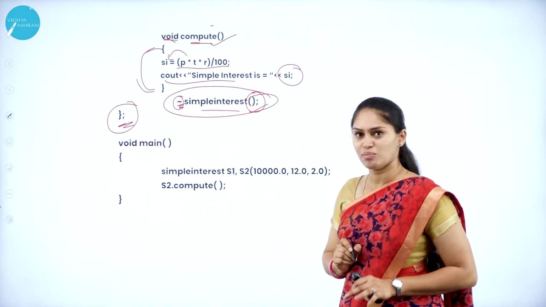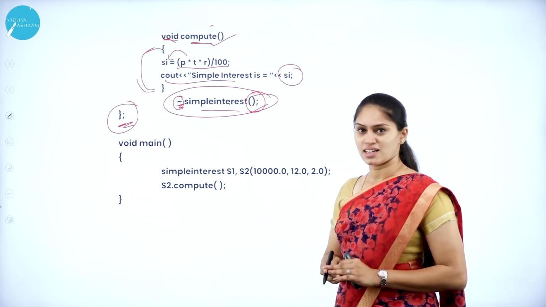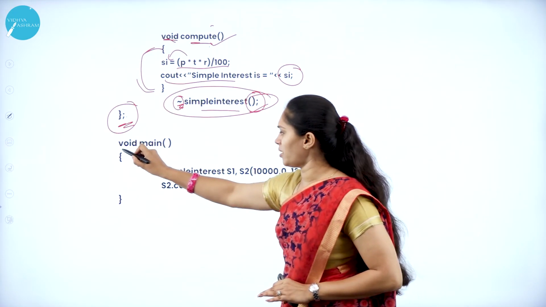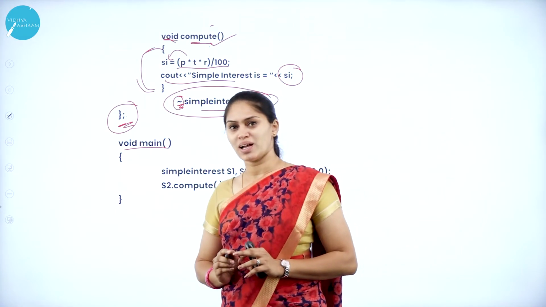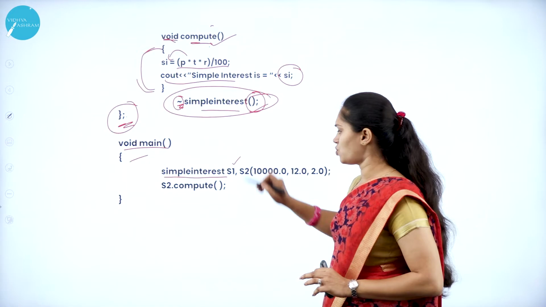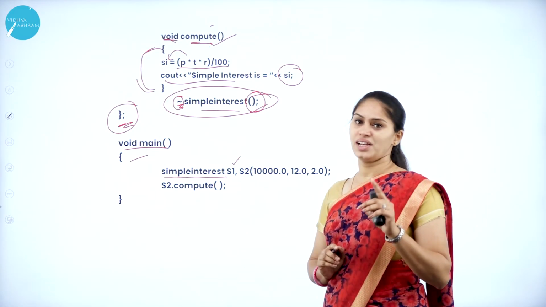It must be preceded by the tilde symbol so that I can call that as a destructor. So here I am going to end the scope of the class. Then the main function I have is where the actual execution of a program gets started. Then SimpleInterest S1. What I am doing? I am creating one object for a class called SimpleInterest.